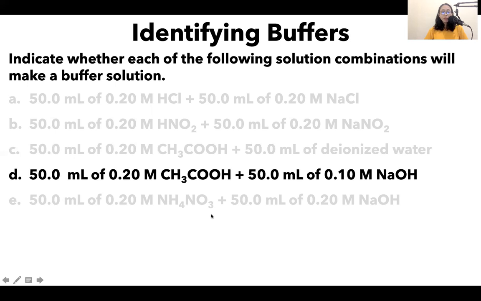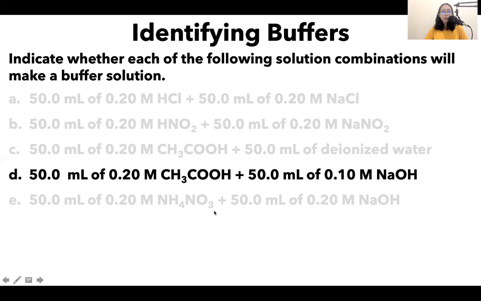Letter D, 50 ml of 0.2 molar acetic acid plus 50 ml of 0.1 molar sodium hydroxide. This will form a buffer. So if you were able to watch one of the videos on buffer preparation, it's possible to prepare a buffer with only one of the components if you have a strong acid or a strong base.